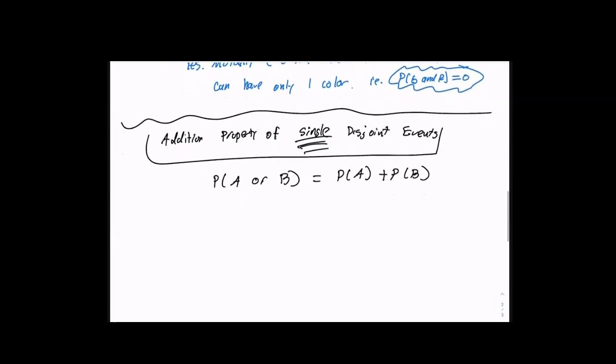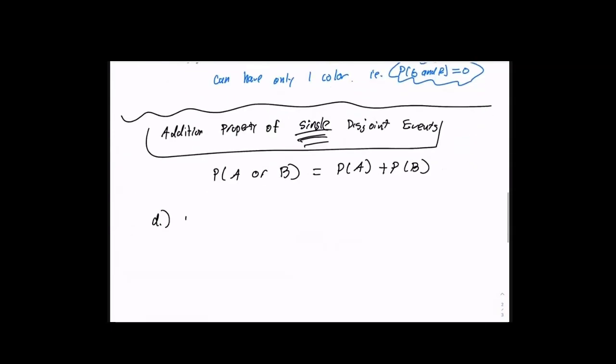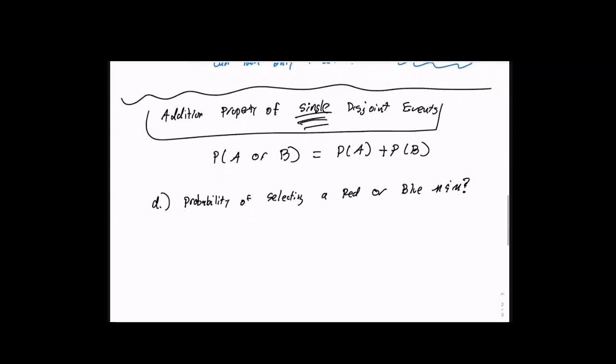Now, you've done these types of problems, okay? So you've done A or B. And if I had just given you this question, you would have felt very comfortable. So for example, D, what is the probability of selecting a red or a blue M&M? So what's the probability of selecting a red or a blue M&M? And actually, we've already done this question.